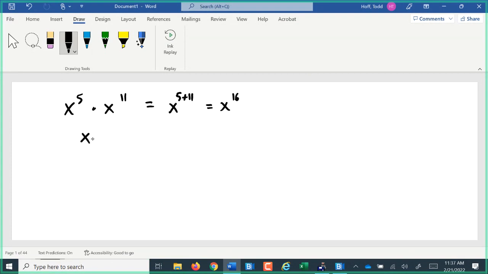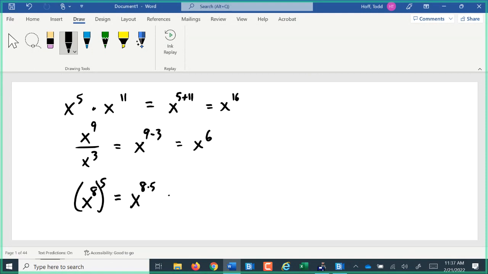For dividing, x to the 9th divided by x to the 3rd, when we're dividing exponents with the same base, the effect is subtracting those powers. So it'll be x to the 9 minus 3, or x to the 6th. And then the third option was a power, x to the 8th to the power of 5, which ends up being effectively x to the 8 times 5, or x to the 40th.